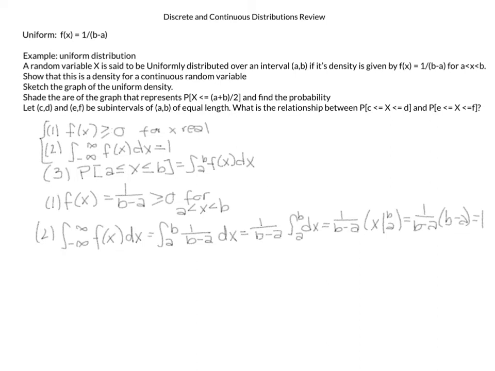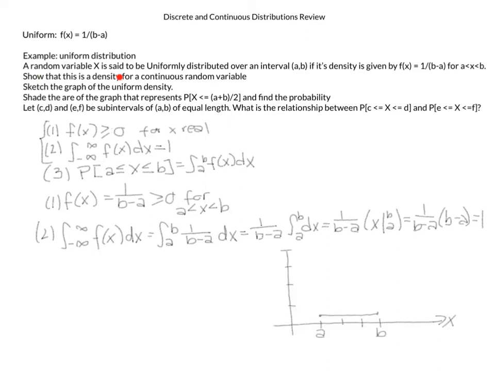So first, since we're given that b is larger than a, we know that 1 over b minus a, the density function, over here, given to us in our problem, is greater than or equal to 0, again because b is larger than a. So part number 1 is shown. Part number 2, we want to integrate our density function from negative infinity to infinity. And in this case, our density function is 0 until we hit a, and then from a to b we have density, and then after b it's 0 again. So we really only need to integrate from a to b, because the density function is 0 outside this interval. So from a to b we're going to integrate 1 over b minus a dx. When we integrate this, we're going to get b minus a over b minus a, which is equal to 1. So we've shown that it's a density function.